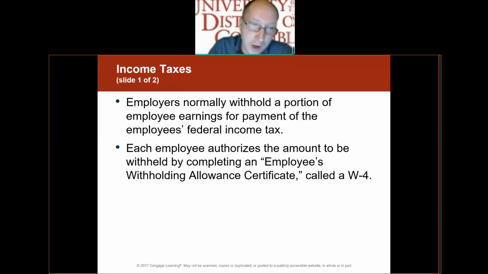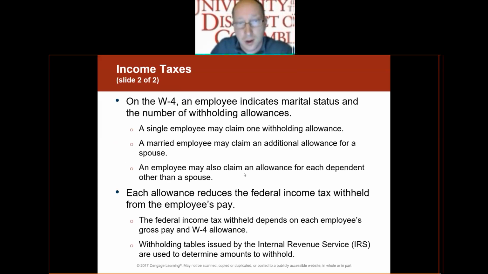So each employee authorizes the amount to be withheld on their W-4. This is called the employee's withholding allowance certificate that is issued to the IRS when you are employed, right? On the W-4, employees indicate their marital status and a number of withholding allowances. Withholdings are children, right? That's why we call them little walking tax shelters. A single employee may claim one withholding allowance. You claim yourself, in other words.